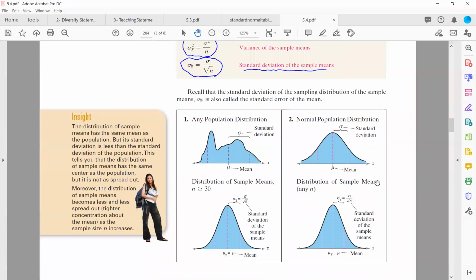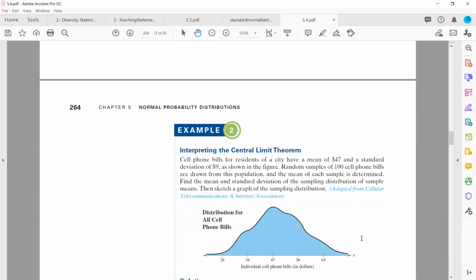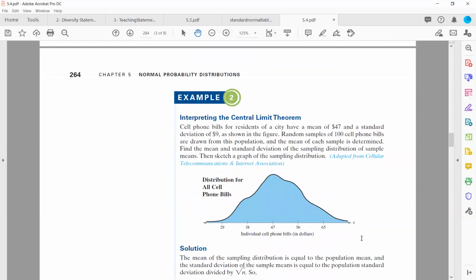So these are different types of populations that you might see. If you have any population distribution, then by forming a sampling of means, you see the new distribution is normal. If you already have a normal distribution, the sampling distribution of the means is also normal. Let us take a look at an example to see how we can apply the central limit theorem.